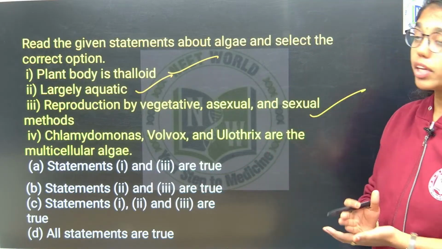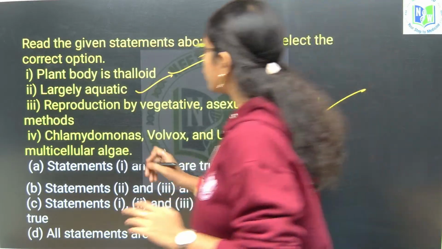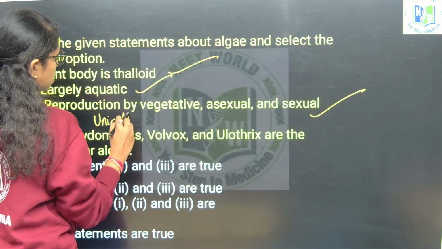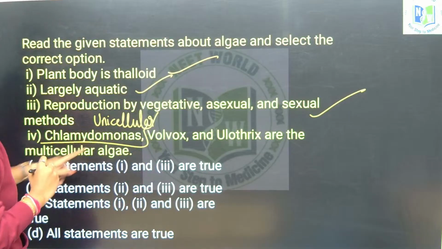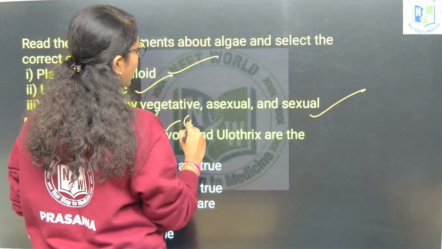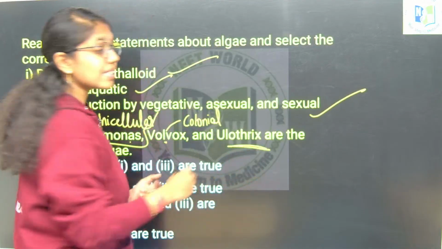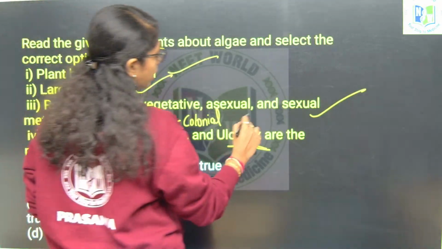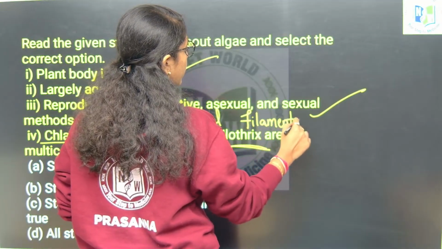Wrong. Here we know Chlamydomonas, Chlorella, Spirulina, these are unicellular algae. Chlamydomonas, Chlorella and Spirulina are unicellular. Volvox is a multicellular colonial green alga. Ulothrix is a multicellular filamentous green alga.